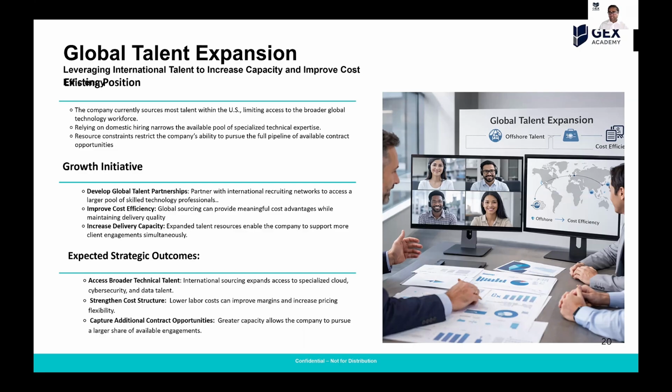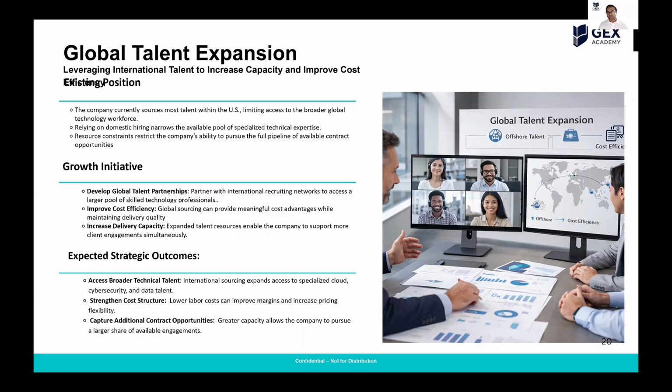The proposed growth initiative is the expansion of international talent sourcing and recruiting capabilities, right? So many technology services firms have successfully built global recruiting and delivery models that provide access to highly qualified professionals across regions like India, Eastern Europe, Latin America, and Southeast Asia. So those markets often provide strong technical talent pools across software development, cloud engineering, cybersecurity, data analytics, artificial intelligence, enterprise systems, right? So management believes that developing international recruiting partnerships could significantly expand the available talent pool, but also increase the company's ability to support client engagements.